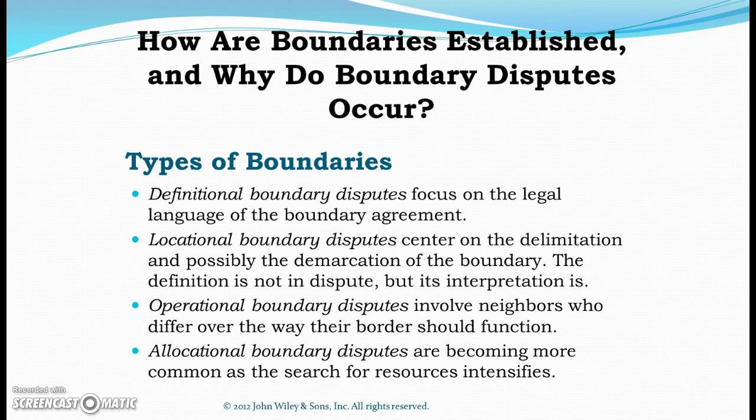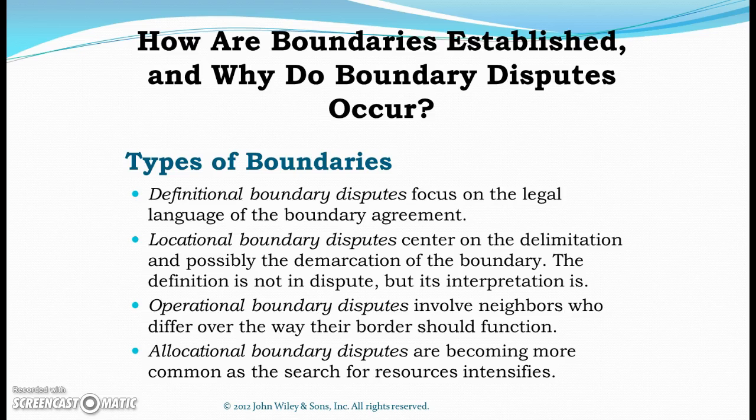Operational boundary disputes involve neighbors who differ over the way their borders should function, and most countries go through some version of operational boundary disputes. The US and Mexico is a great example. We've been arguing with them back and forth over the years about how our boundaries should function, right? And it's a huge deal this year in the election year. We talk about migration of the paperwork or non-paperwork variety. But just know that we also have operational boundary disputes, for example, with Canada. We'll talk about how quickly we want to get people and things across the border.